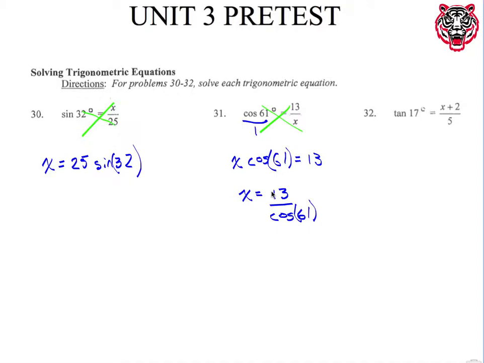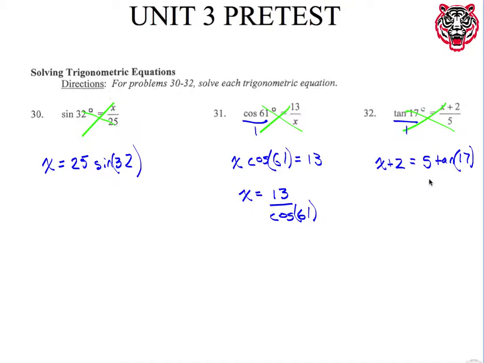All right, so the first step, again, is to cross multiply. If I cross multiply, I guess this is technically tan of 17 divided by 1. I'm left with x plus 2 times 1, which is still x plus 2, equal to 5 times the tangent of 17. Most people got that correct.